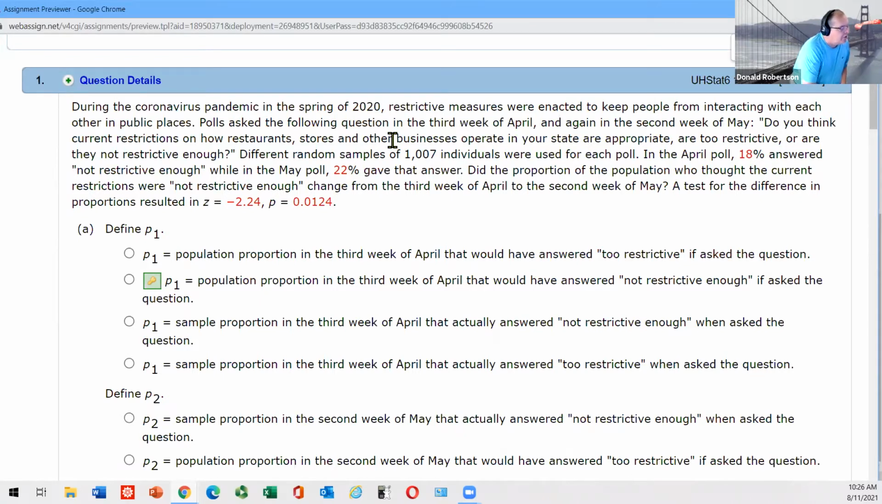And the question they asked was, do you think the current restrictions on how restaurants and stores and businesses operate in your state are appropriate, are too restrictive, or are not restrictive enough? So you give them like a 3-choice deal. Yeah, it's about right. Nah, too restrictive. Nah, they should do more, right? That kind of choice.